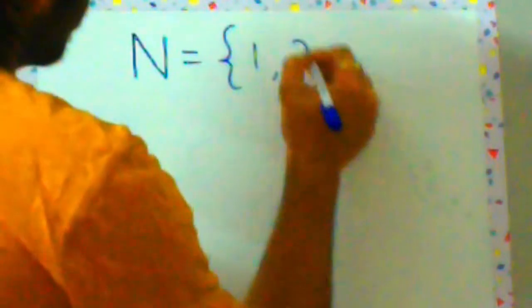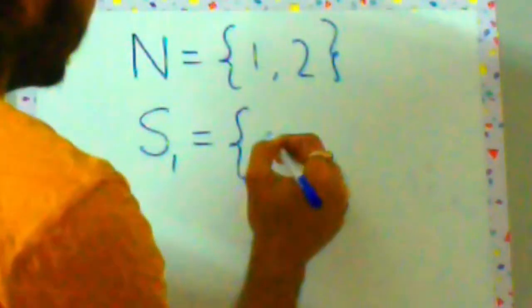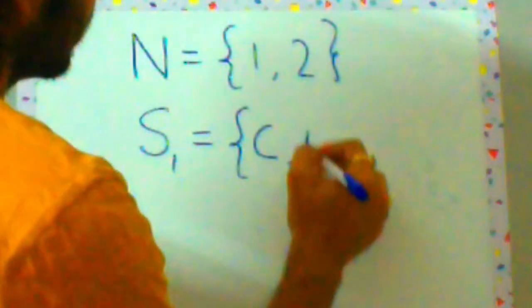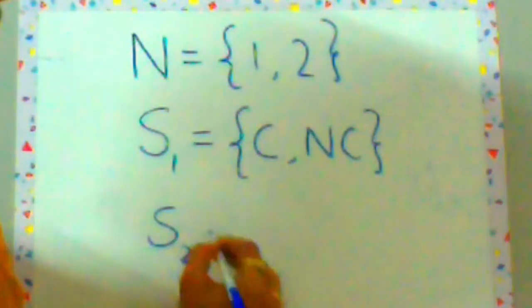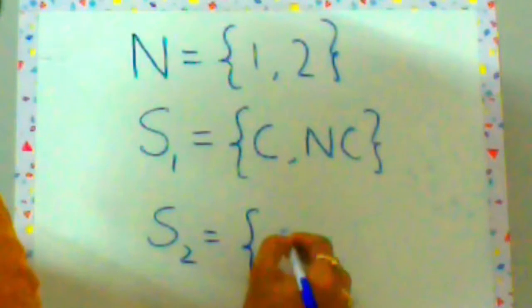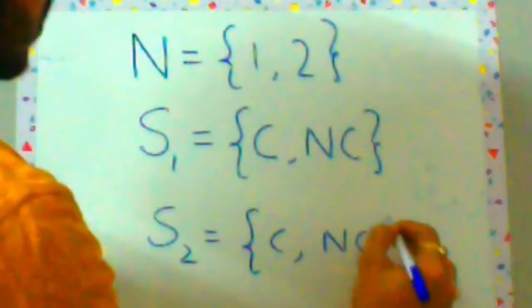N here is 1, 2 because you have two players. Strategy for player 1 is either confess or do not confess, and same for player 2. Strategy for player 2 is also confess and do not confess.